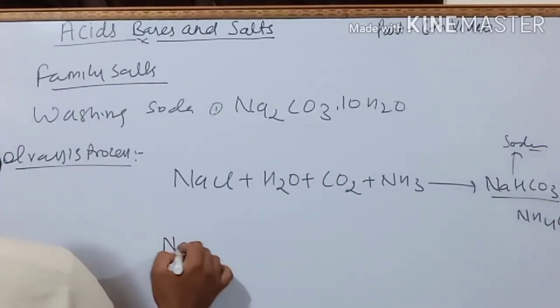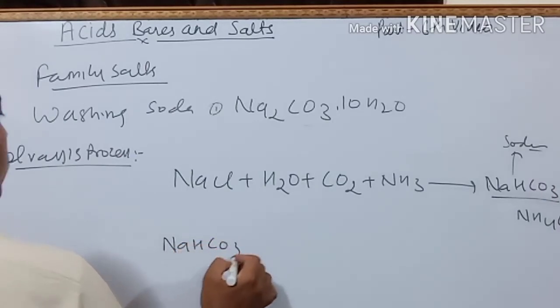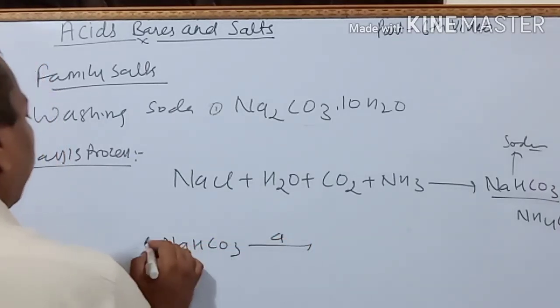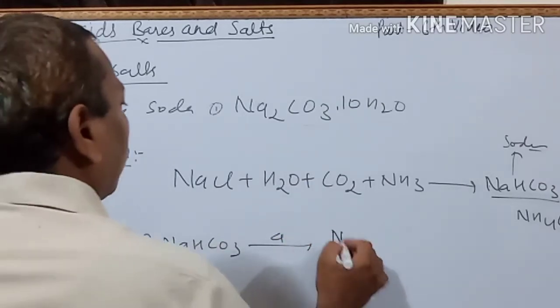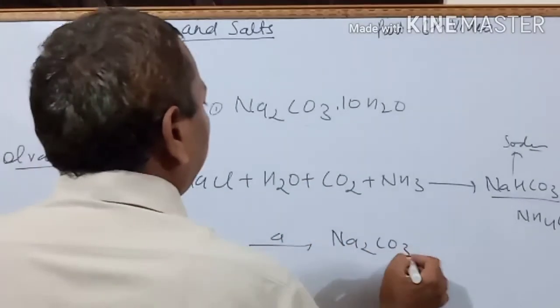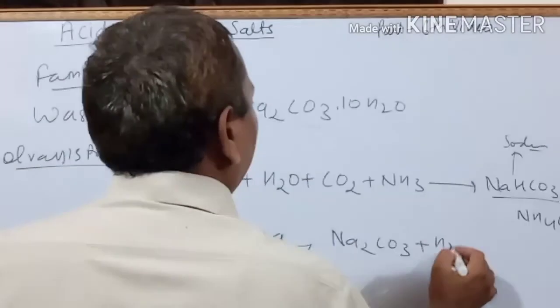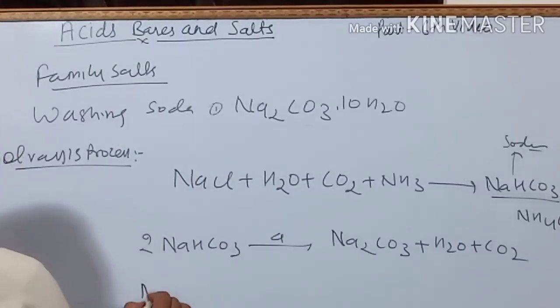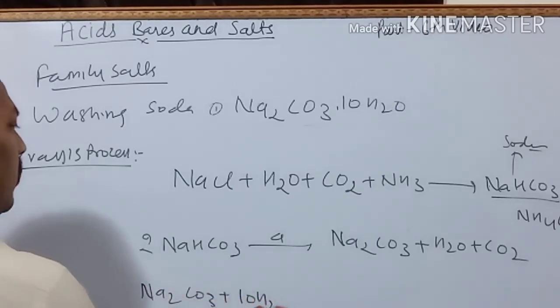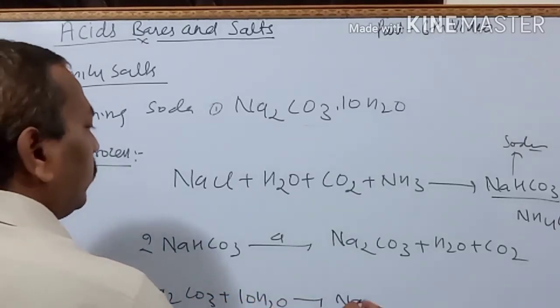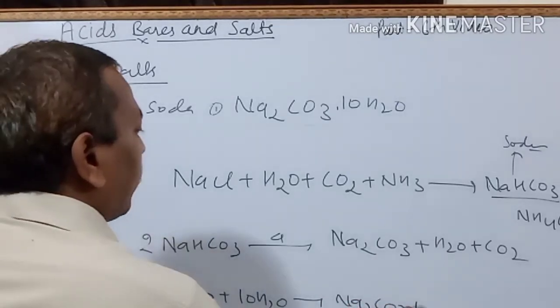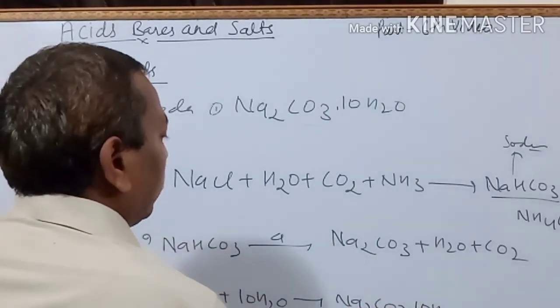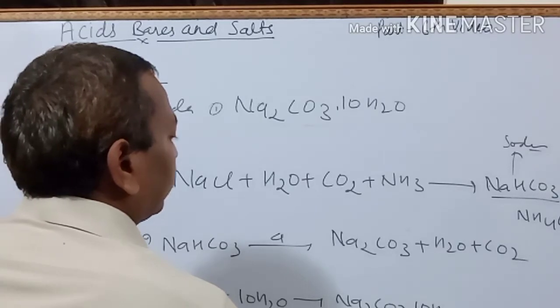Now sodium bicarbonate is heated, so it will form Na2CO3 plus water and CO2. Again, Na2CO3 plus 10 water molecules, washing soda, is formed. This is the formula of washing soda.